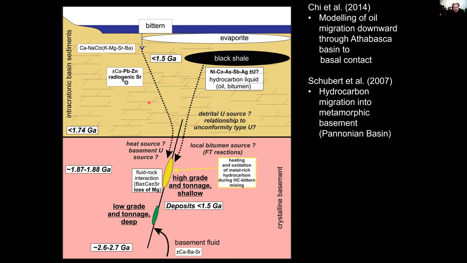And by the way, there may be some of you out there concerned about, well, how do you feed brines and hydrocarbons down into crystalline rocks? This is not, I think, really a problematic issue. There are studies not only within basins here in Canada, but also globally, where there's very well-documented evidence that oils and brines can migrate down into crystalline basement rocks quite efficiently, even through thick packages of sediment.